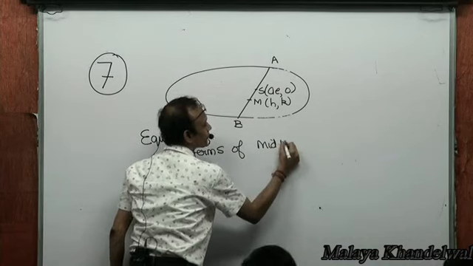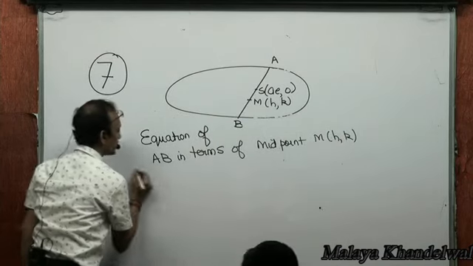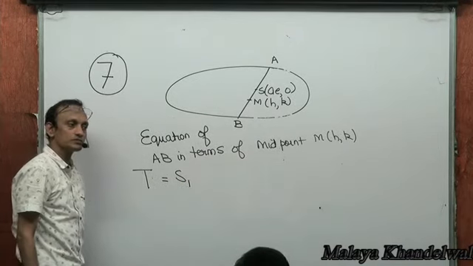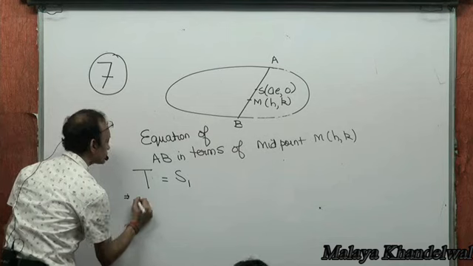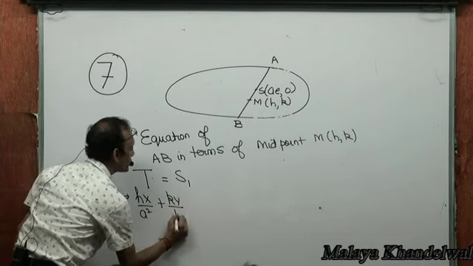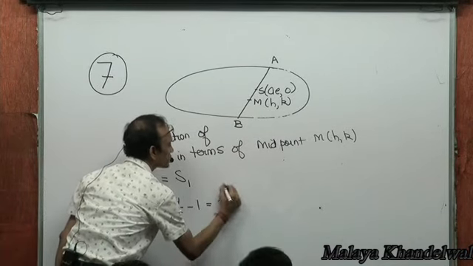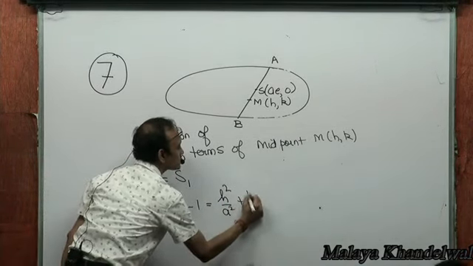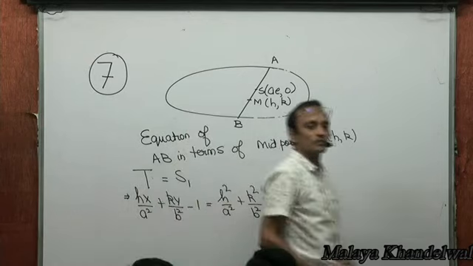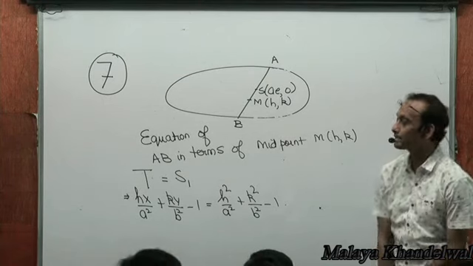Midpoint M. Is T equal to S1, isn't it? Which is like hx by a squared plus ky by b squared minus 1 is the expression for T. S1 is h squared by a squared plus k squared by b squared minus 1. Minus 1 obviously will get cancelled. This is T equal to S1, the equation of AB in terms of its midpoint M.